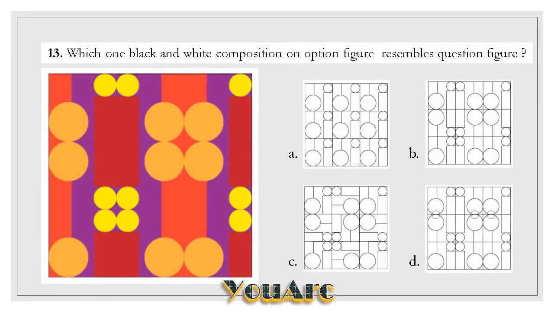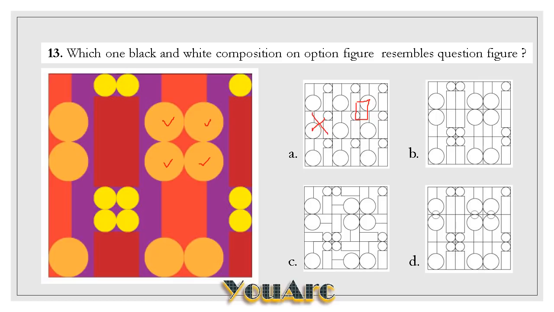So it is another composition. We have to find the right black and white figure for the question figure. Here we will take these four circles and try to match them with the options. We don't have the four circles together in option A, so the answer is not A.